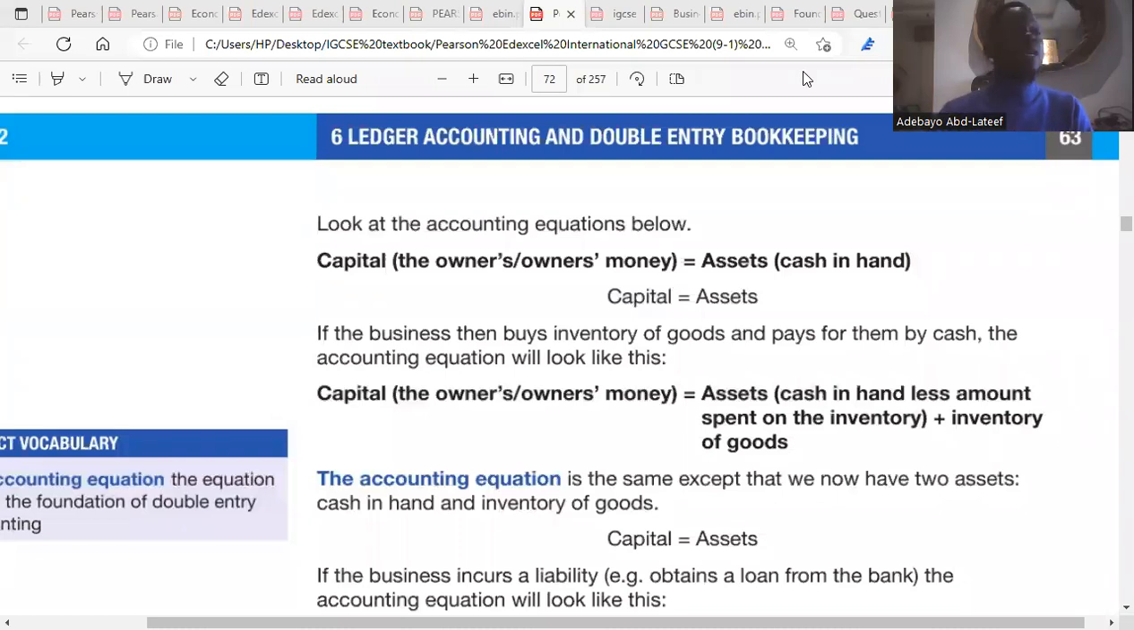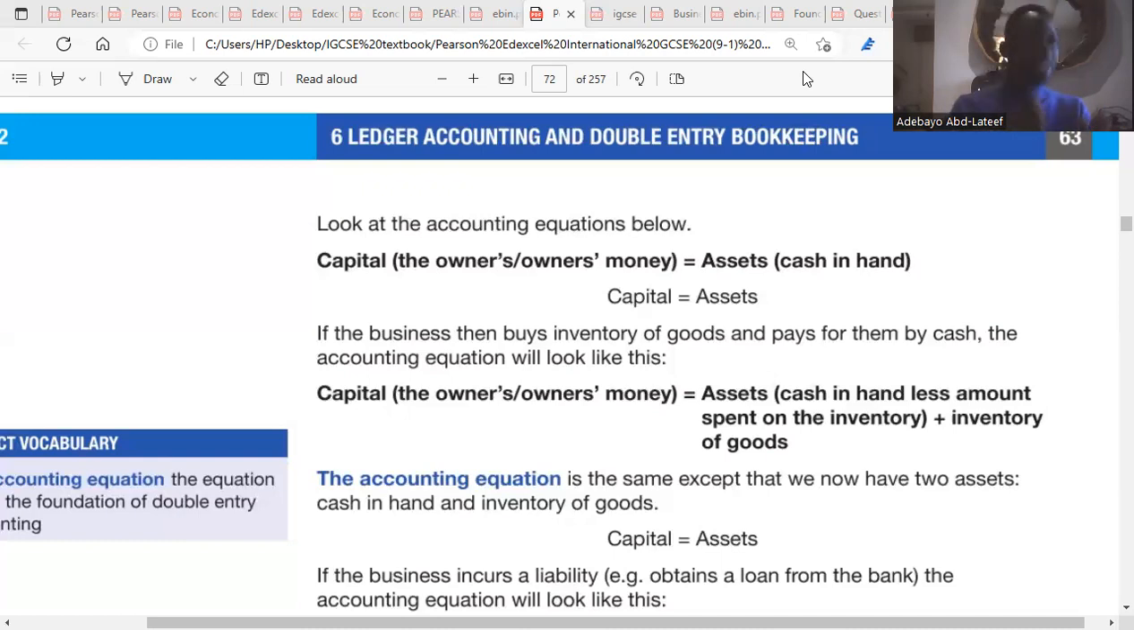Okay. So if the business now buys stocks, two things have happened. The asset has increased because the business has used some of the cash it has to buy stocks. So remember we said when you are increasing your asset, it has to be a debit, right? So capital is still equal to asset. But what happens with the asset? Asset of cash and asset of stocks. So asset has become two now. Did you get the point?